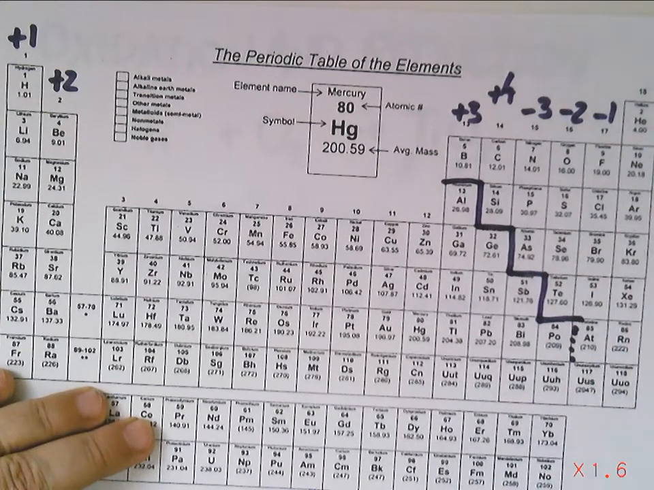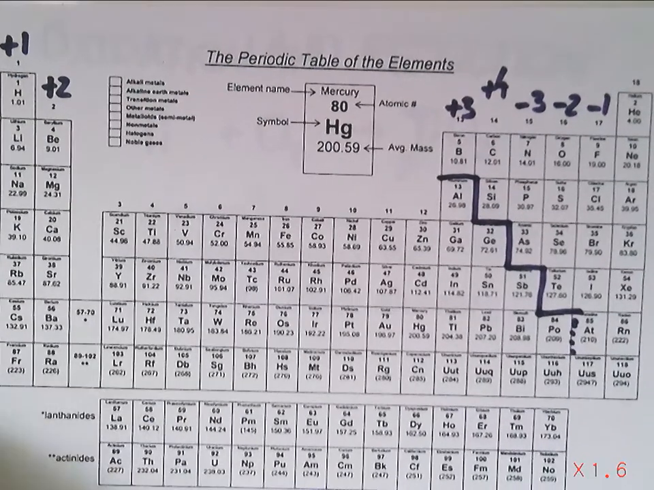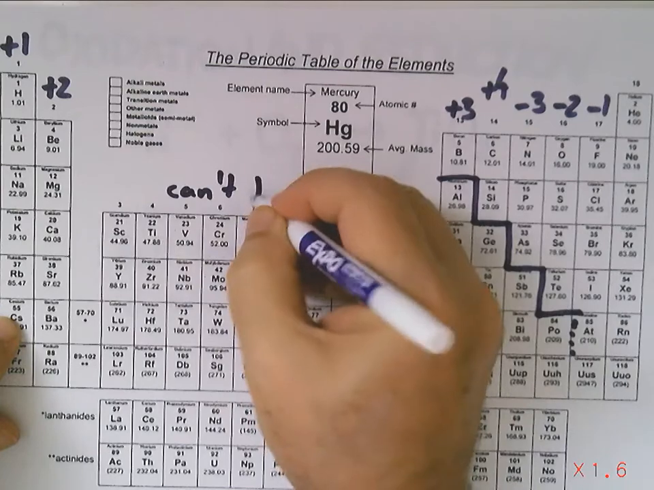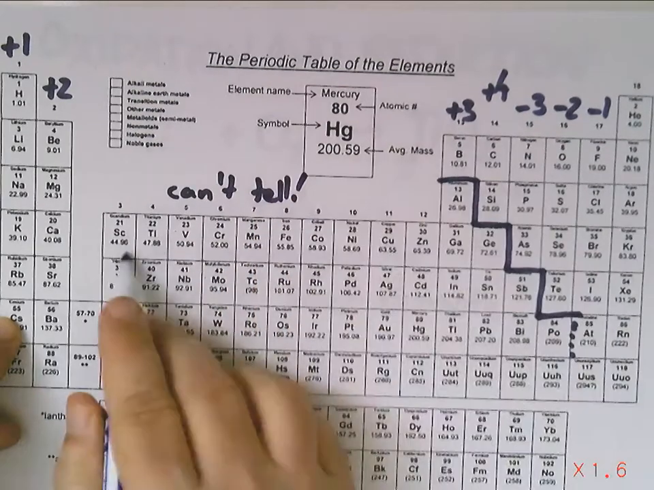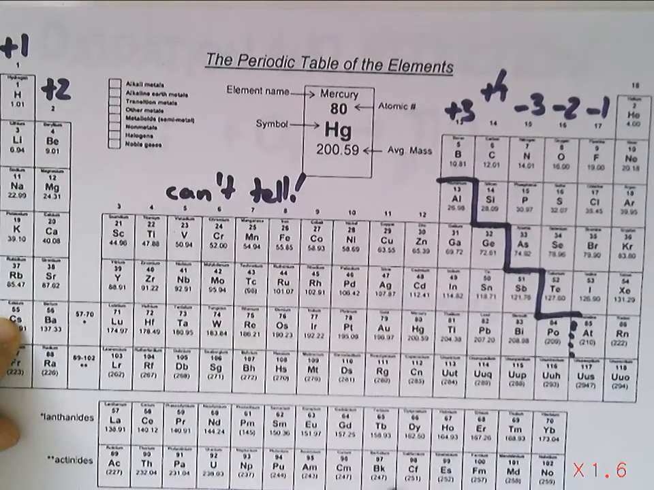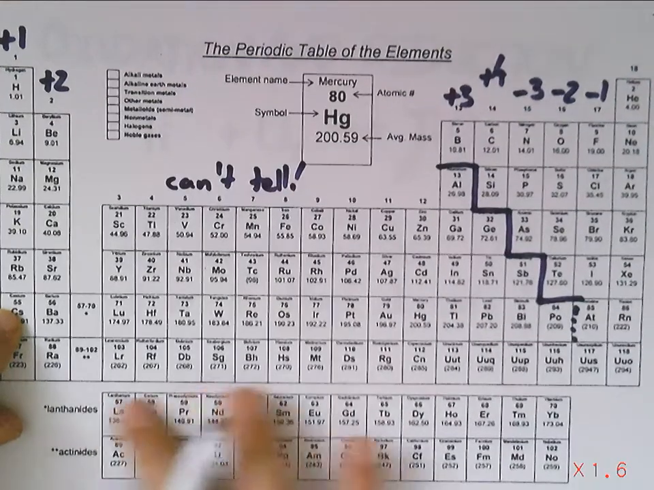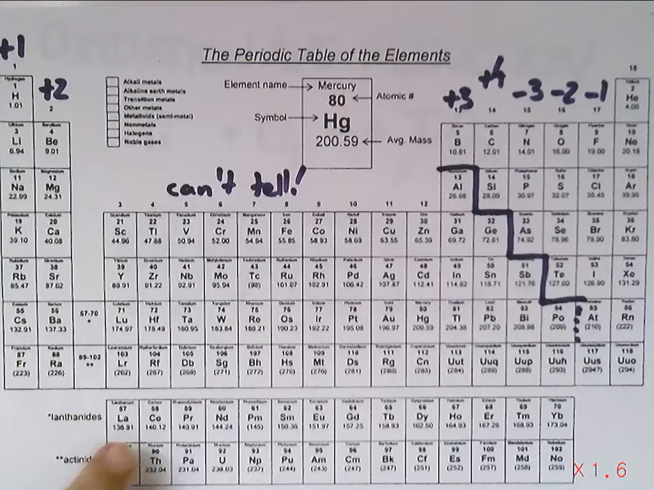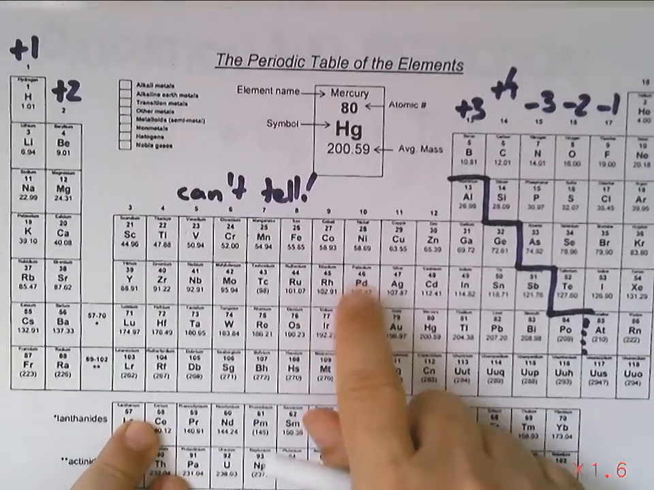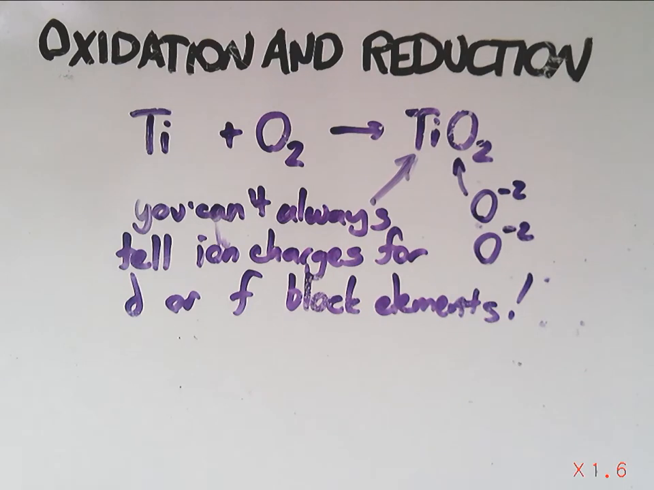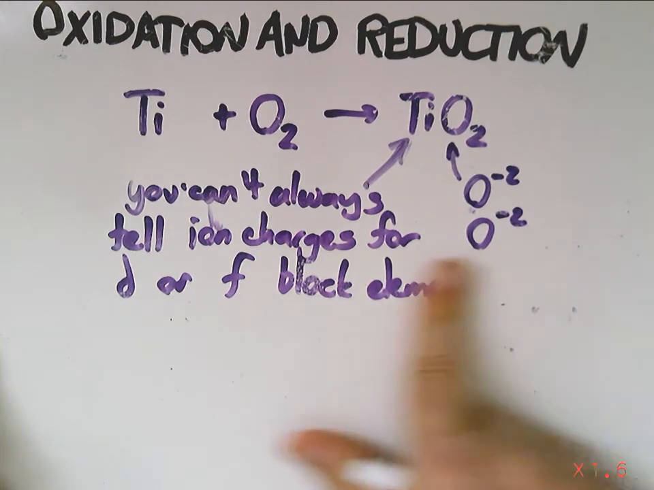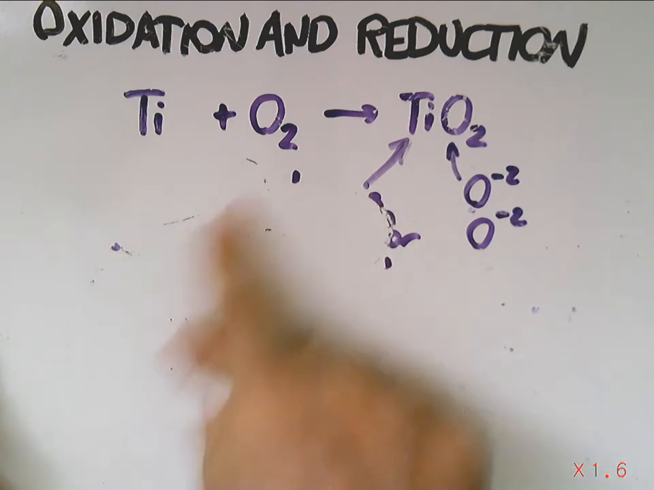This all goes with counting to the nearest noble gas. You can't tell the ion charges when you're in the D block or in the F block either. You can't tell when you're down here or up here. All right, so keep this in mind. We're going to actually use it in this lesson and the next lesson quite a lot. All right, so I can't tell from the periodic table.